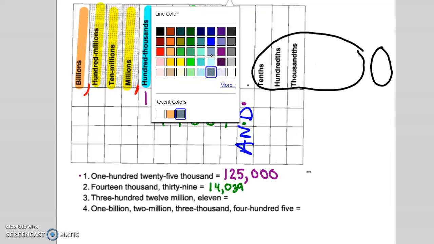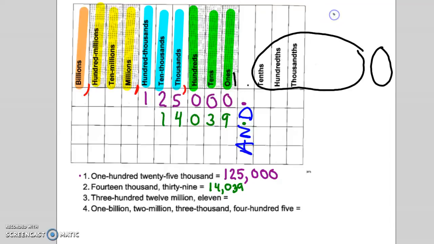Okay, so next one, number 3 reads 312,011,011. Ooh, that's a bit of a mess. 312 million. All right, so we're in the millions period. 312. So that's 3 hundreds, 1 ten, and 2 ones in the million column. All righty, so 312. That's 1 ten and 2 ones. 312. Oh my goodness, look what I did. I put it in the wrong row.